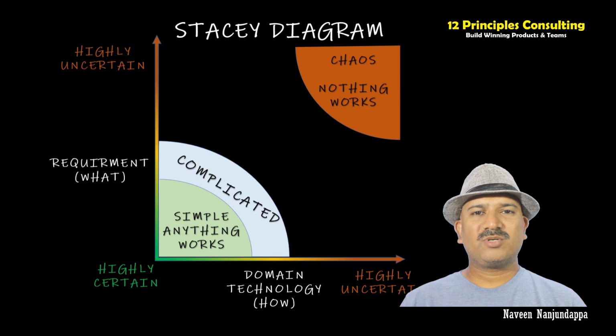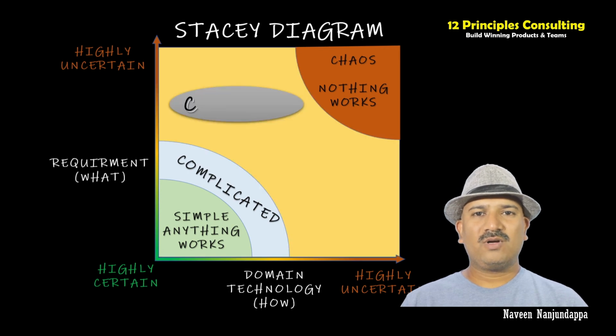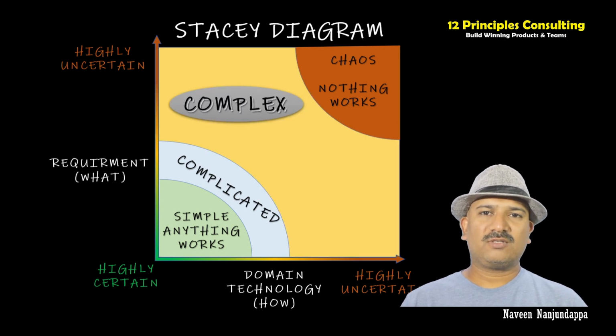Or the customer is crystal clear on the IoT product and their requirements, but the team does not have sufficient technology or domain expertise to work on it, and they need some POCs and inspect and adapt cycles in the technology area for developing the product. Both cases are complicated. Now let us look at the area which is left now, and that is the complex zone.